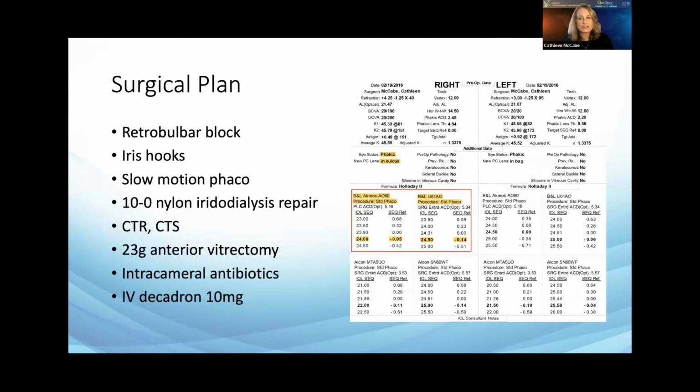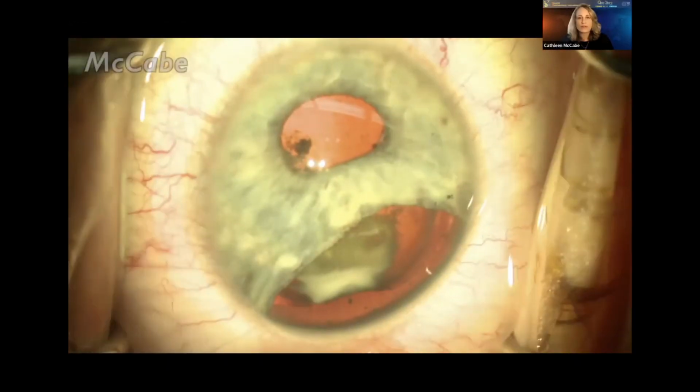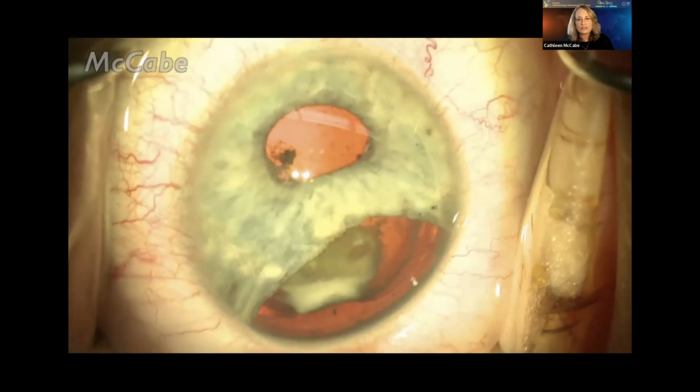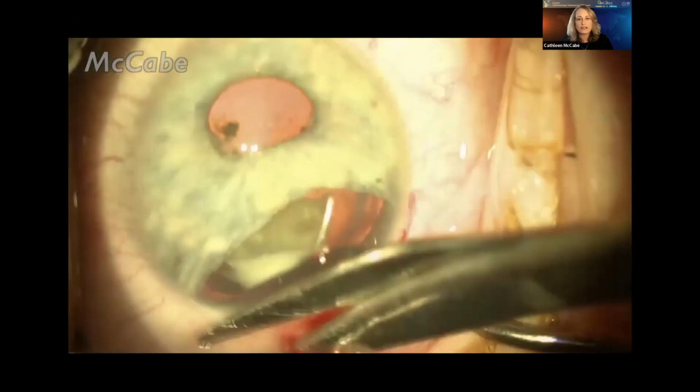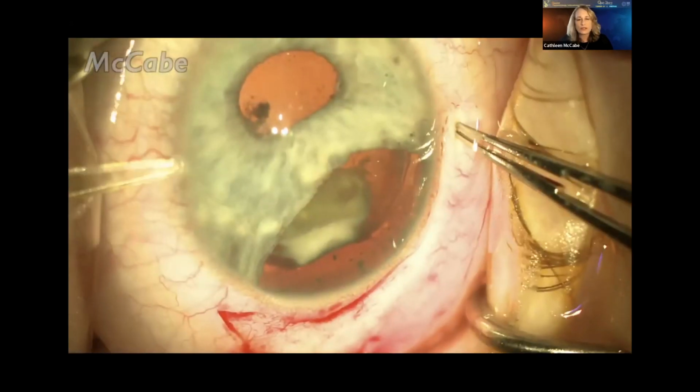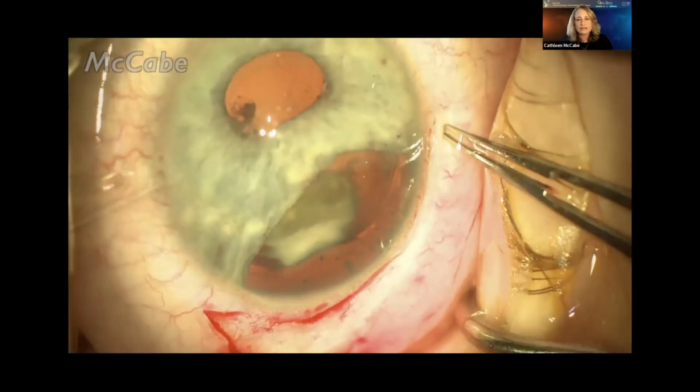So always with these complicated cases, especially if there's iris manipulation, you want to have a retrobulbar block or some sufficient anesthesia. Use slow-motion phaco. You know, this is an iris that has been in that configuration for 50 years, so it may not be the healthiest iris. I really want to stay away from that if at all possible. So here's the case. This is the patient. He's had his eye look this way, like I said, for a very long time. But I am going to plan to do a repair of the iridodialysis in this area.